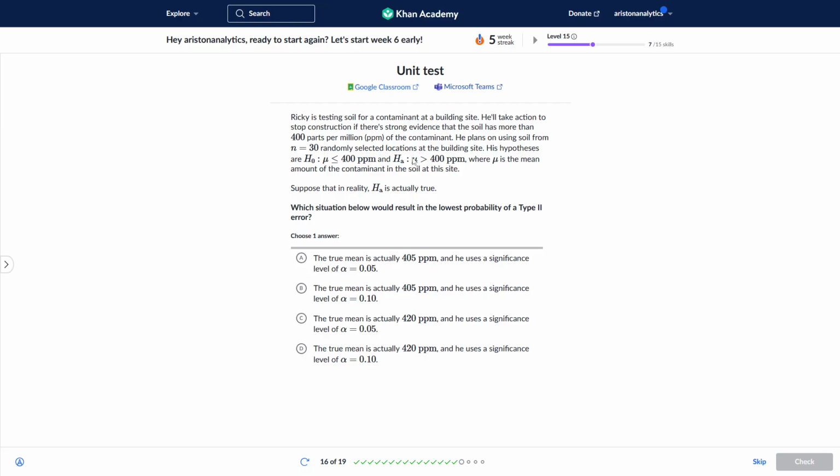So which situation has the highest power? Upping the alpha decreases the chance of type 2 error. Increases the chance of type 1 error.